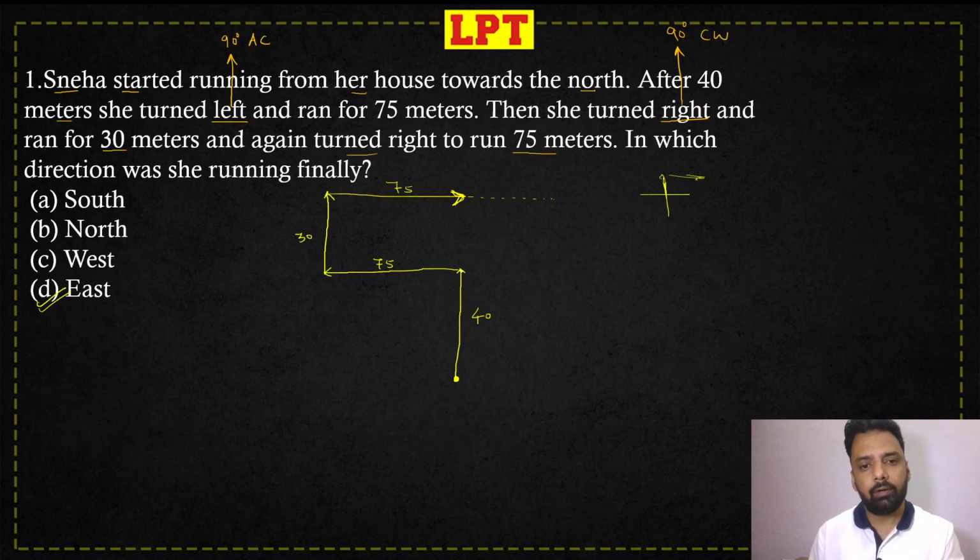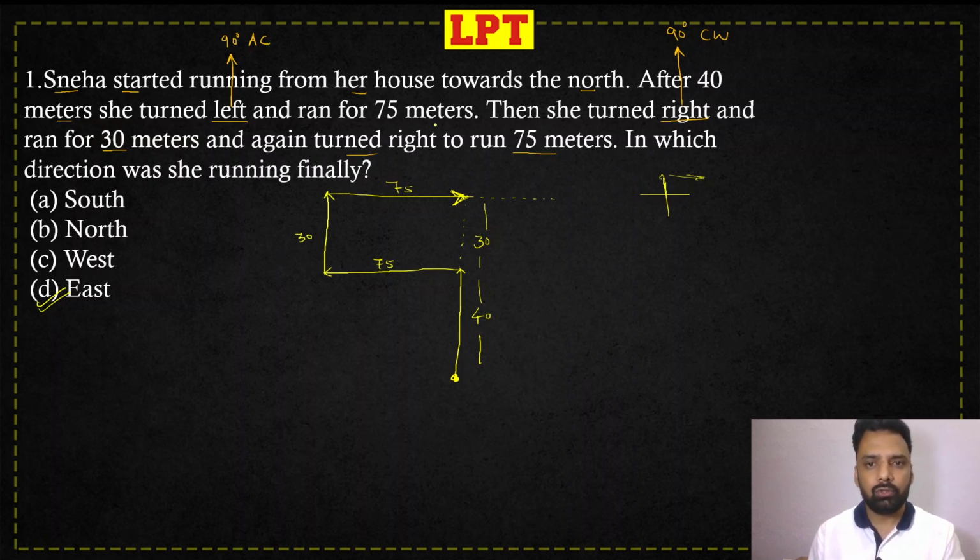From there she traveled 40, then 75 towards left, 30 towards right, 75 again towards the right. So this distance will also be 30, because this point is actually parallel to this point. She is 70 meters from her starting point. Right? So never get confused with left and right. At a time we get confused.